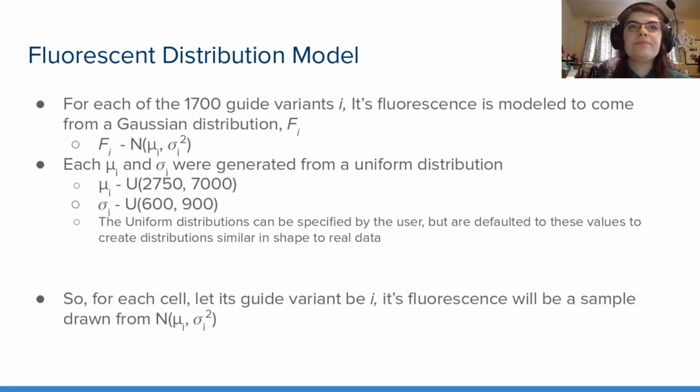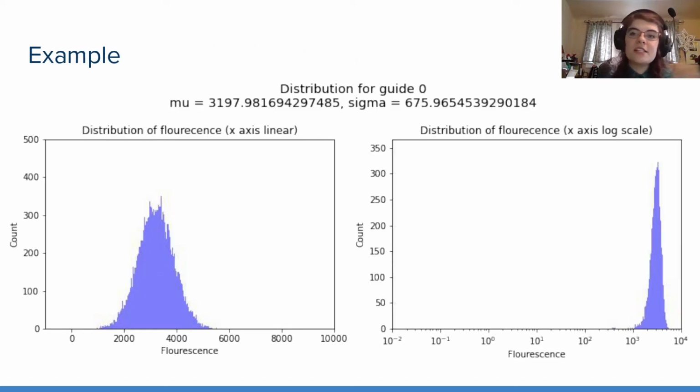and making sure that it was similar to that real data. So let's say for each cell that the guide variant in that cell is guide variant I. Then its fluorescence will be a sample drawn from that normal distribution, that Gaussian distribution, associated with that particular guide variant. So this is an example of just that first step, for just a single guide.